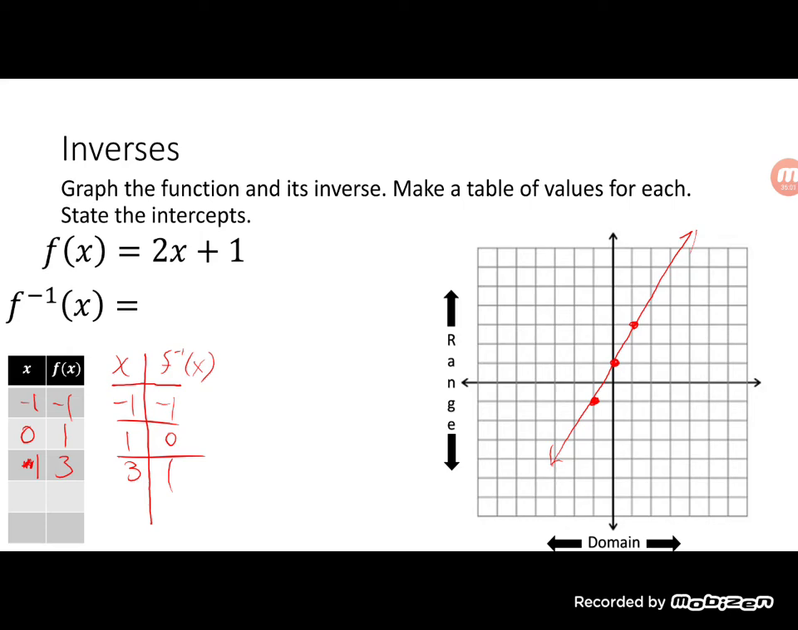Okay, so we have those, and now it's just a matter of graphing our inverse. It's not hard at this point. We're just going to go ahead and plot these other points from our inverse that we found. Remember, we switched the X and Y. So we have -1, -1. That one's already right there. That's nice. And we have over 1, up 0. That would be right there. We have over 3, up 1. That would be another one right there.